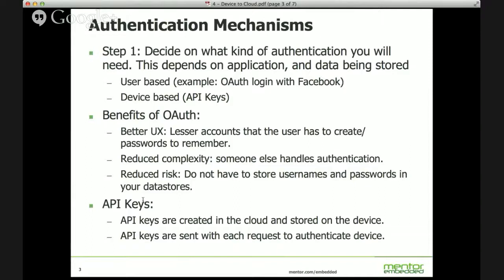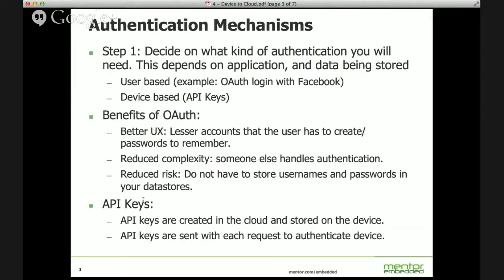are stored on the device. Andrew touched on this a little bit, where you had a public and private key on the device, and a lot of times you actually use API keys instead of the OAuth approach. So the rest of this will focus on that. From an API key perspective, the keys that you're creating are typically created in the cloud, and then they're transposed to the device at the time of provisioning. And API keys are sent with each request.